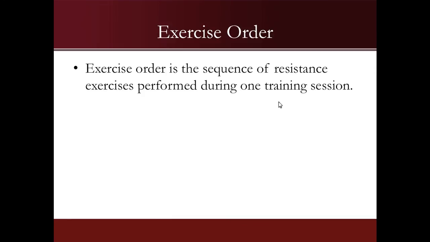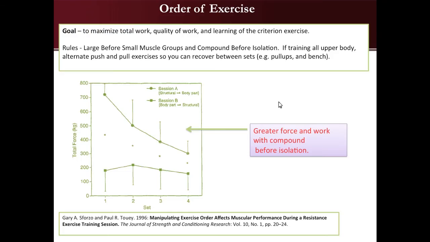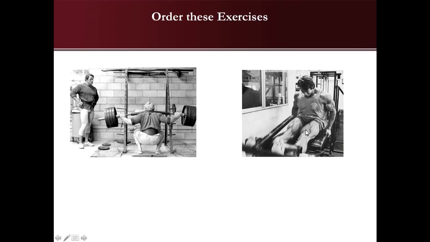Exercise order is the sequence of resistance exercises performed during one training session. In general, if you perform a structural or compound movement first, before an isolation, that's better. Here they're looking at the compound movement and the force output from set 1 through 4. This is normal, and then they perform the isolation after. In session B, they perform the isolation exercise first, and then the compound after. Notice that when you perform the isolation first, it impairs force dramatically.